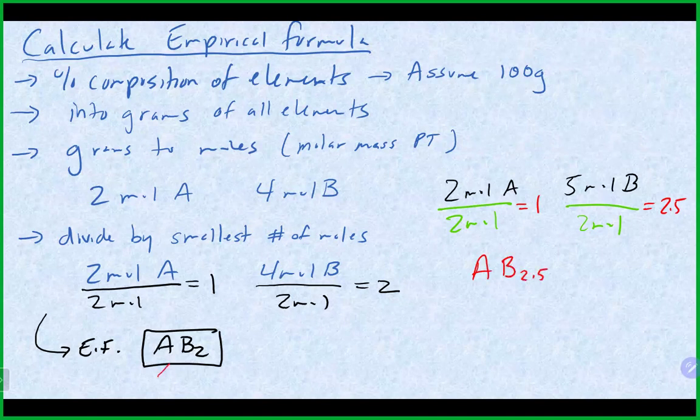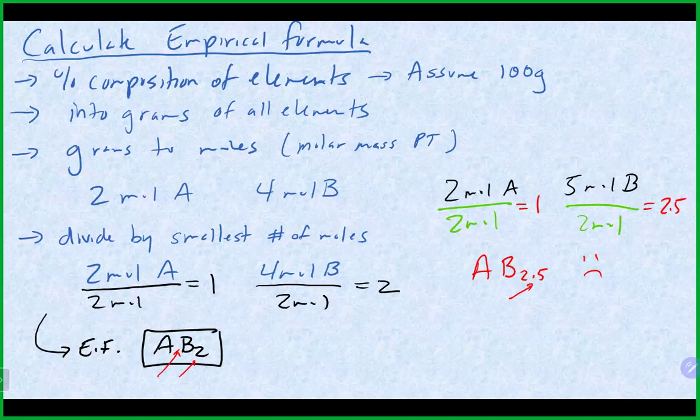Remember, we talked about this: the bottom numbers are the moles, right? So that's why we're dividing by moles. So that's what these are. Can I have like a half of an atom of something? I cannot. So this would not be the correct empirical formula because we do not have whole numbers. They have to be whole numbers.